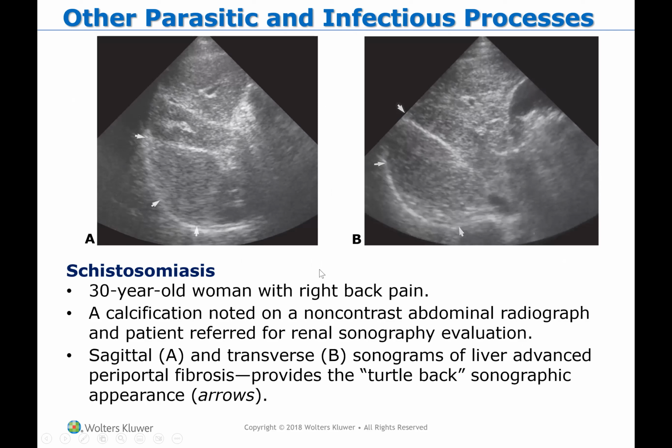A 30-year-old woman with right back pain, a calcification noted on a non-contrast abdominal radiograph, and patient referred for a renal sonogram evaluation. Sagittal A and transverse B sonograms deliver advanced periportal fibrosis, which provides the turtleback sonographic appearance. Turtleback, it kind of looks like a turtle, I guess. Not as good as the moose, but I can see how it could look like a turtle. You've got to use your imagination.